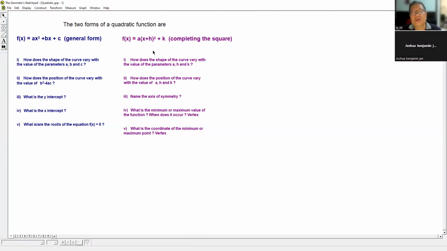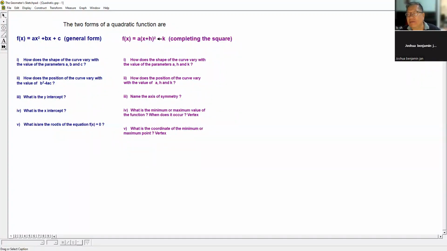Again, what is the form? How does it look like? There must be a bracket, then square. Inside the bracket, there is a number. In front of the bracket, there is a number. And there is another number added behind. So this form is actually obtained by completing the square. Okay, right.